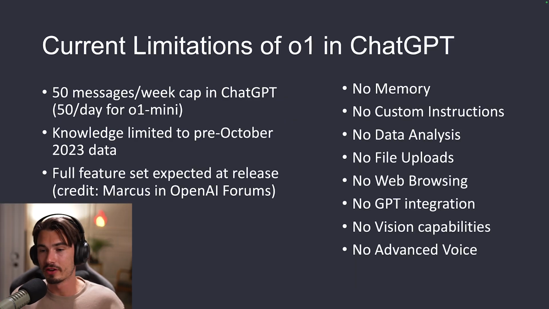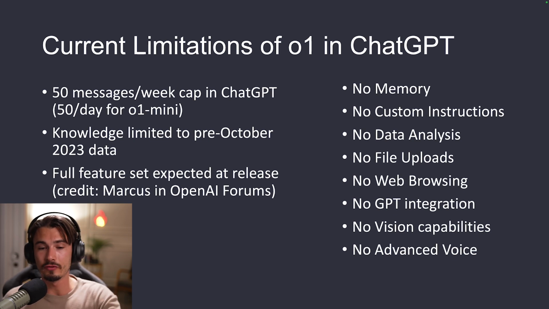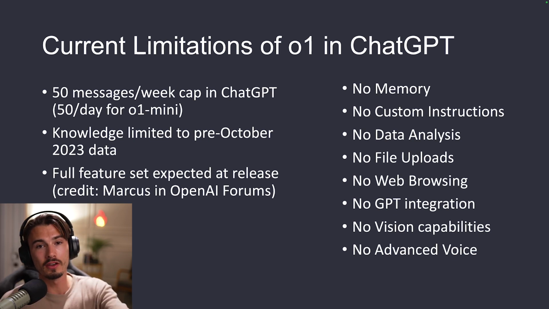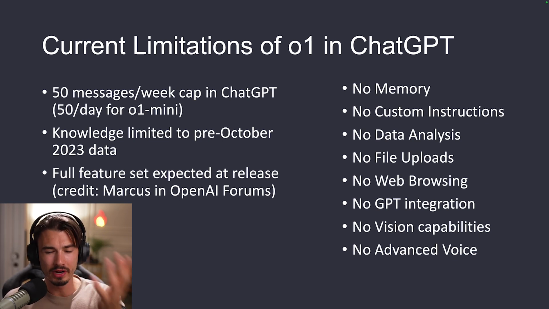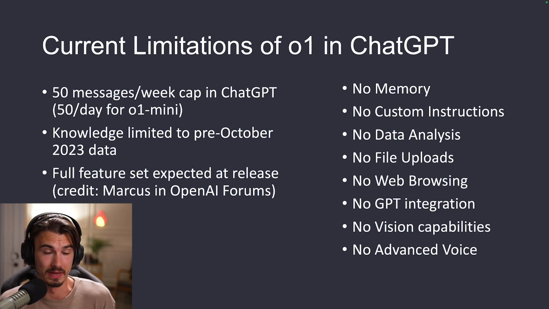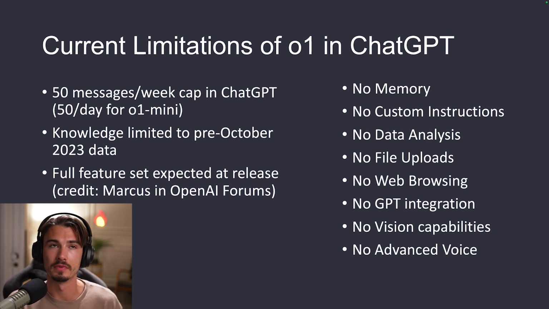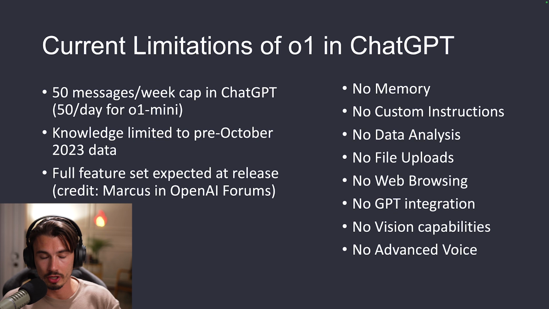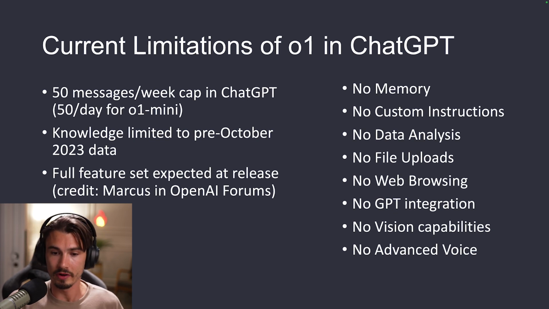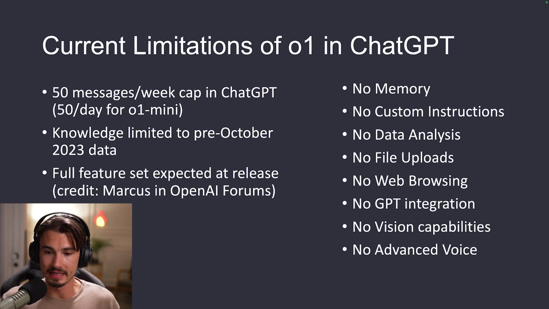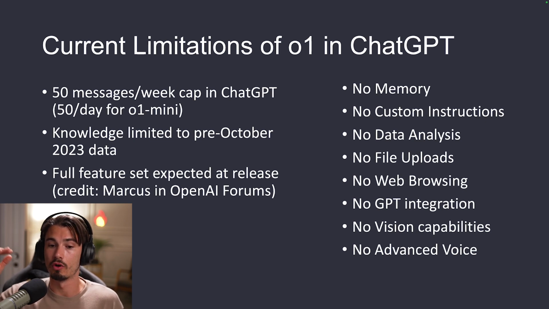All right, so what are the current limitations really quickly? Inside of ChatGPT, 50 messages per week for O1 Preview and 50 per day for O1 Mini. Quite simple. You do need the premium subscription, Teams or Plus or Enterprise or Education. Those are the four to access it. The knowledge cutoff is in October 2023. The full feature set is expected at release with all the tools of the O1.